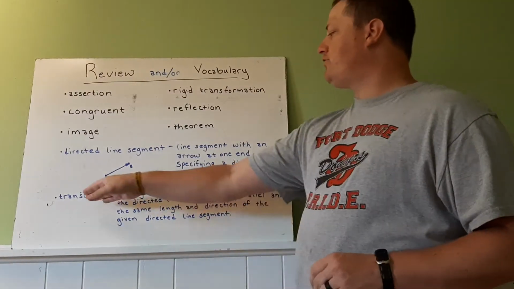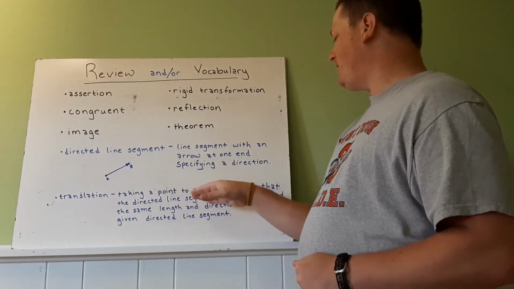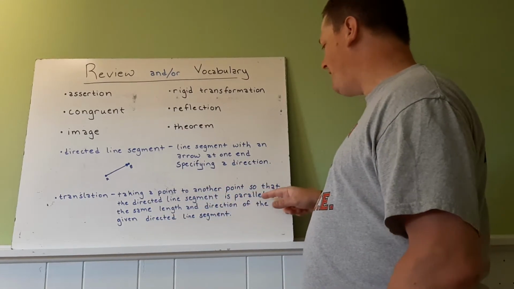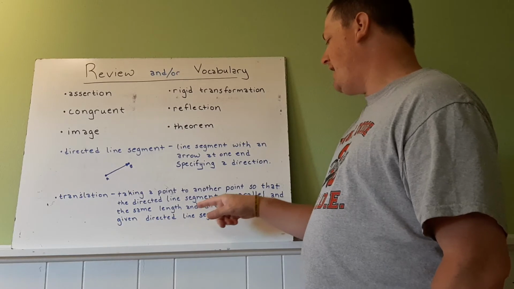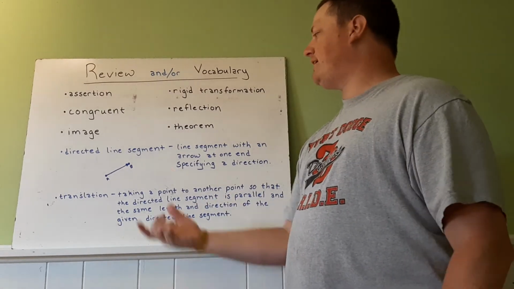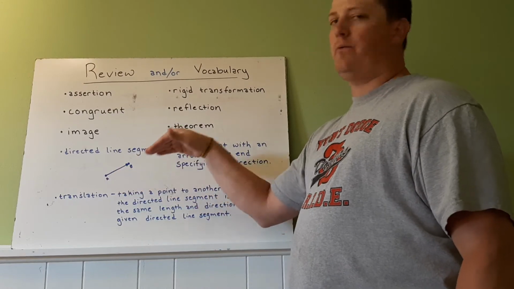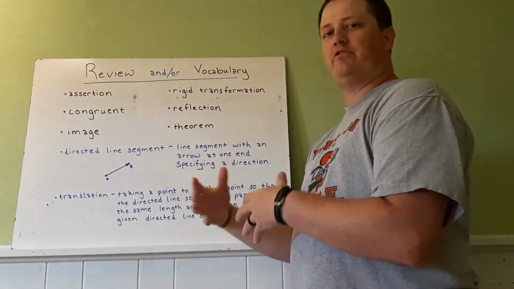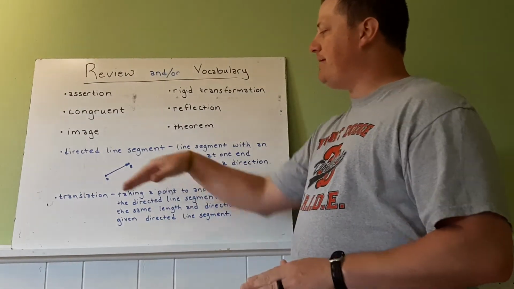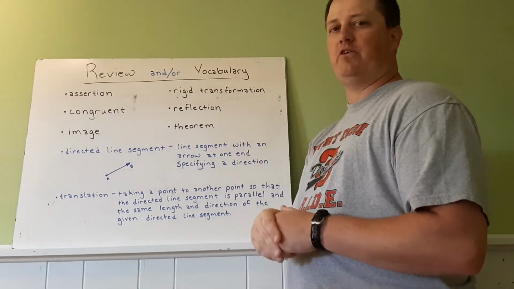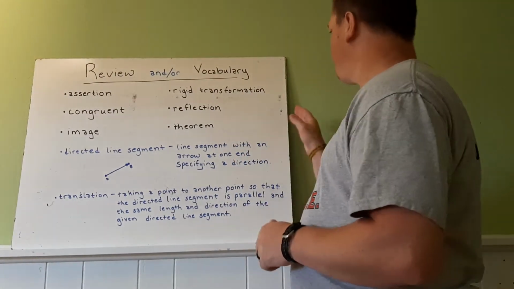Translation. Taking a point to another point so that the directed line segment is parallel and the same length and direction of the given line segment. So basically we're going to use this line segment, but we always have to use it in the same direction. We always have to use the same length, and we always have to keep it parallel. So if we're using it on different points, they all have to use a parallel line segment.